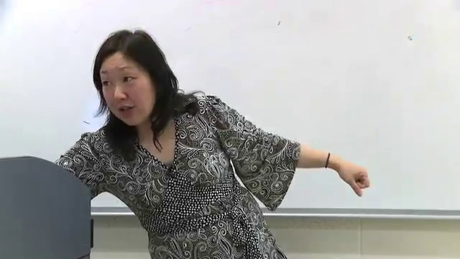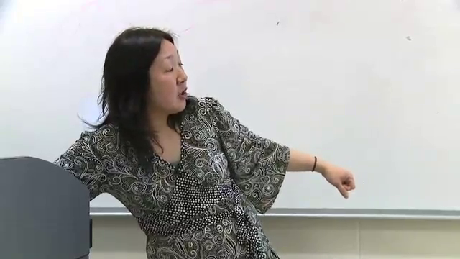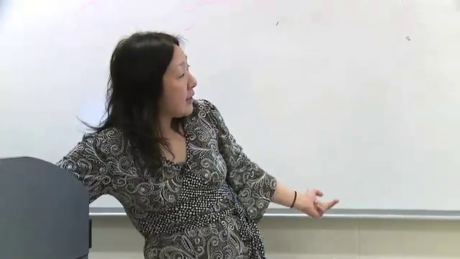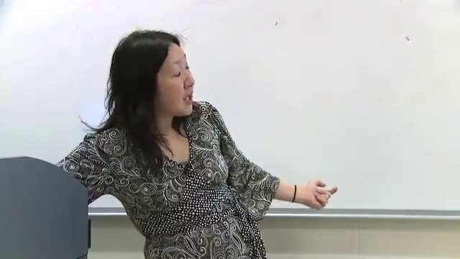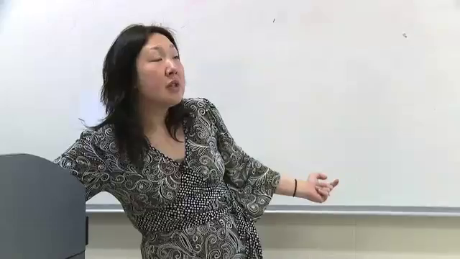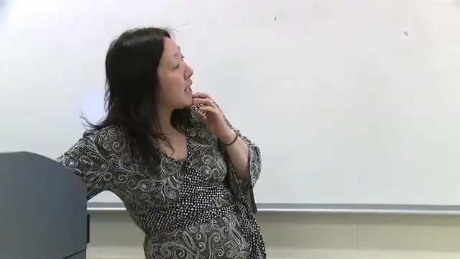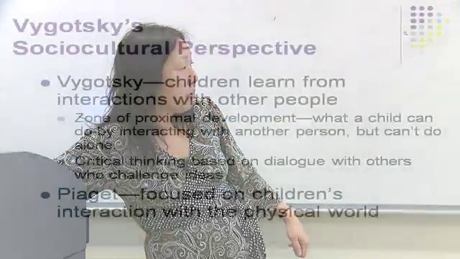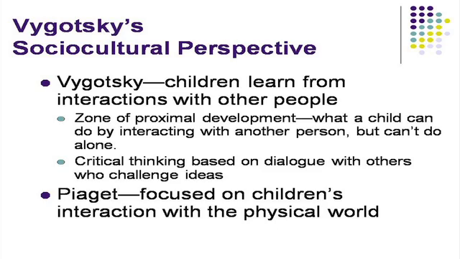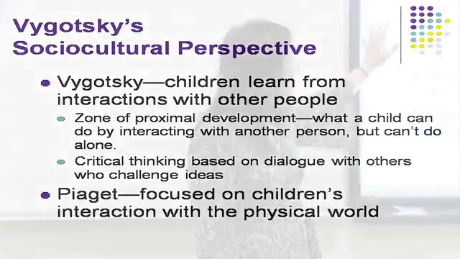Okay. Vygotsky, that's very important. He's a Russian psychologist who unfortunately died at a young age, and then nobody basically paid attention to what he said until like the mid-90s or something like that, okay? So Vygotsky said children learn from interactions with other people. All right. Zone of proximal development, meaning what the child can do by interacting with another person but can't do alone. So critical thinking is based on dialogue with others who challenge the ideas. So they can do it with just a little help from others. All right. That's what Vygotsky said.